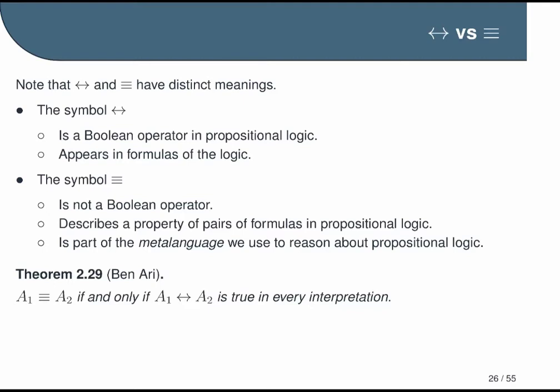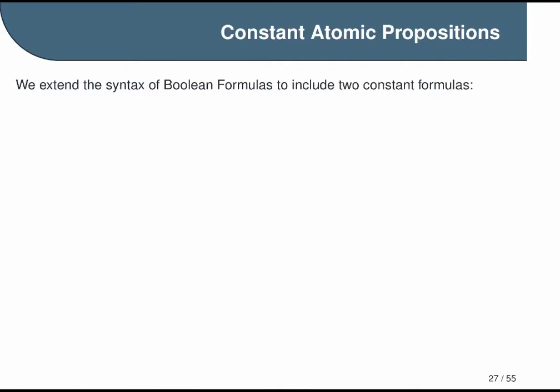Another direct consequence of having a way to evaluate the truth values of formulas is that we notice that there are some special formulas that are always true or always false. It is convenient to define constants that indicate this. Ben Ari uses the italicized words true and false for this purpose. Sometimes for the constant true, you'll also see this top symbol, which looks like a skinny capital T, and the way this constant formula works is that it always evaluates to true under any interpretation.